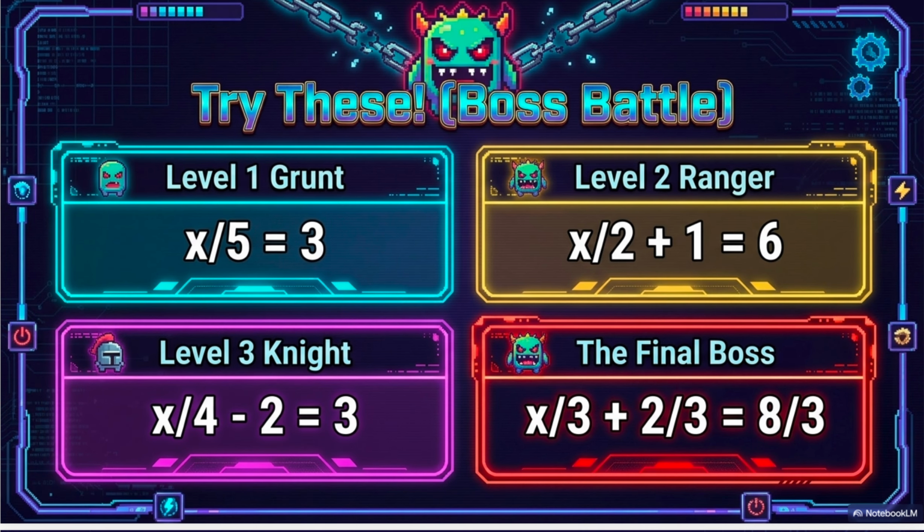Now it's your turn. Pause the video and try these 4 equations on your own. As you work, remember the checklist. Find the LCD, multiply every term, rewrite the equation, and then solve like normal.